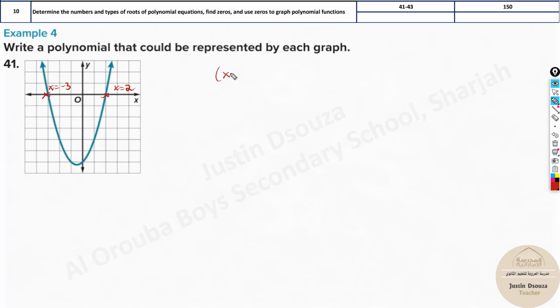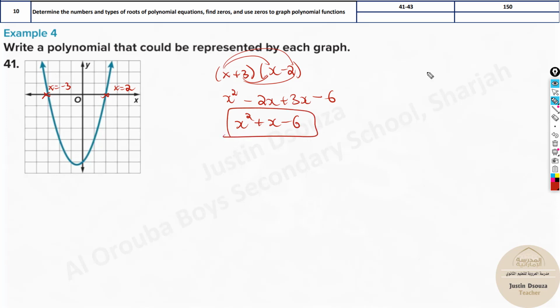It'll be x minus 3, x equals minus 3. When minus 3 goes to the other side, it'll be x plus 3. Here it'll be x minus 2 equals 0. Now solve this up. It'll be x squared, FOIL method, x squared minus 2x plus 3x minus 6. It'll be x squared plus x minus 6. This is the equation. That's it.